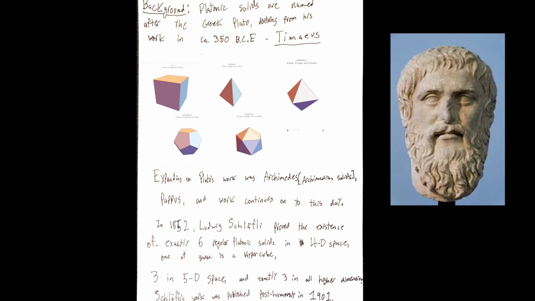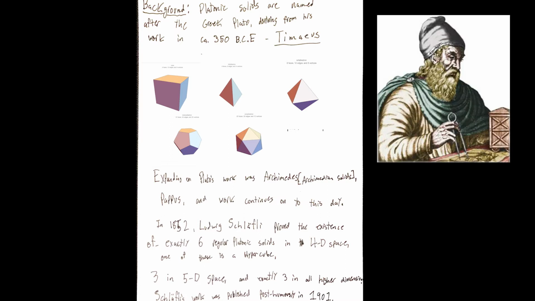Alright, so a little bit of background on Platonic solids before we start here. Platonic solids are named after the Greek Plato, deriving from his work in around 350 BCE, Timaeus. As time went on, expanding on Plato's work with Platonic solids was Archimedes, who developed his own Archimedean solids, which is just allowing more than one type of shape, or two different types of faces, to make up a shape.